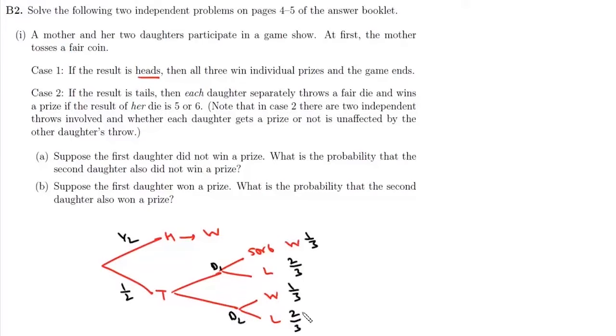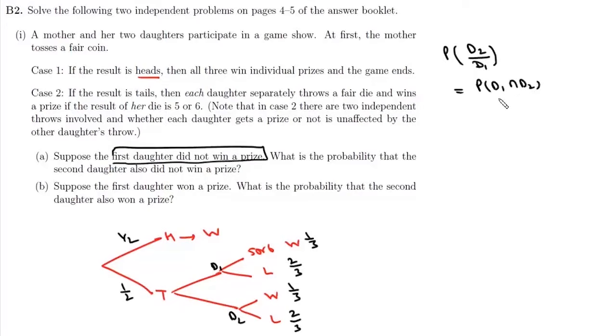Now the first question is, suppose the first daughter did not win a prize, then what is the probability that second daughter also did not win a prize? So we need to find this conditional probability that second daughter did not win a prize when first one did not win. So we'll have this probability as probability of D1 intersection D2 upon probability of D1. Now both of them will not get a prize only if it is tails. So if it is tails, we'll get 1 by 2, and then both of them independently do not get 5 or 6. So it will be 2 by 3 into 2 by 3.